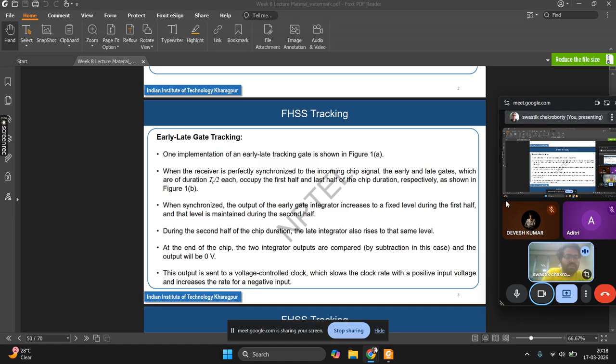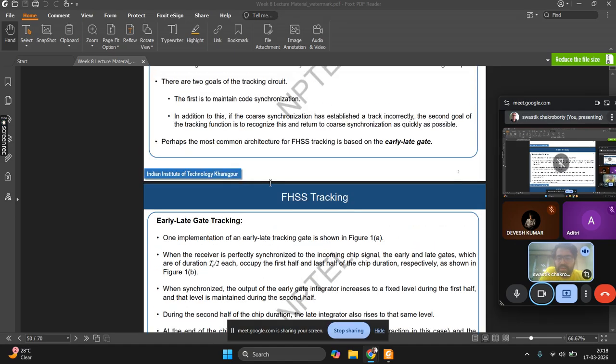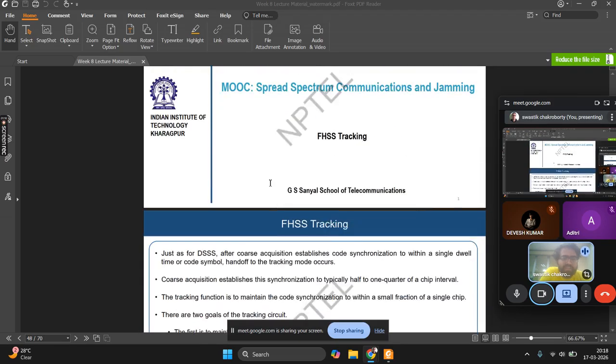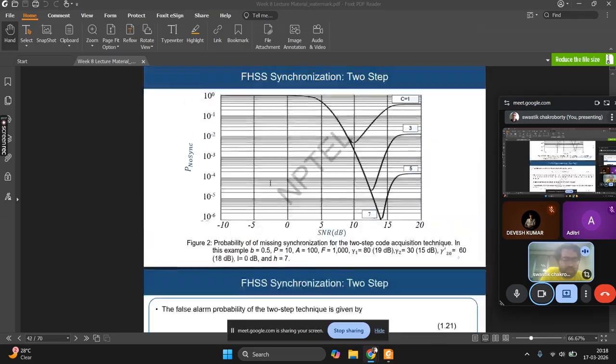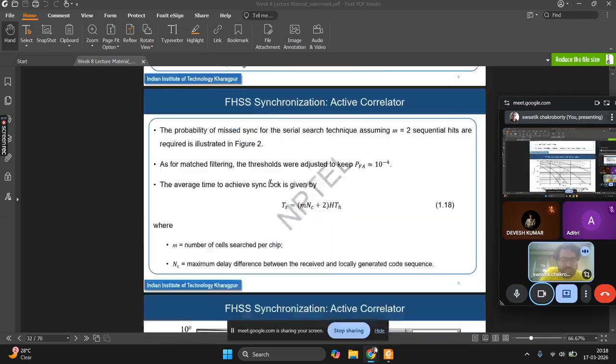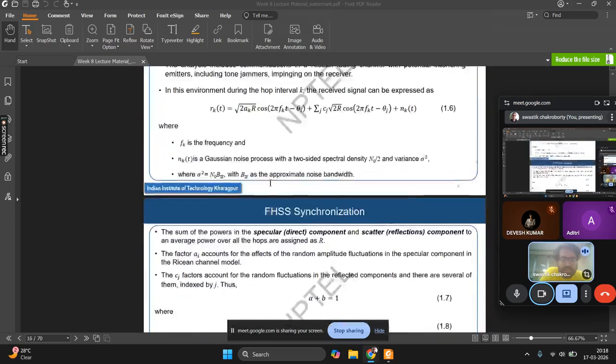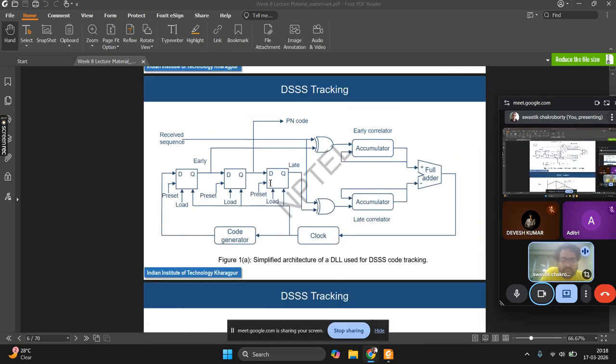Okay, so now we come to FHSS tracking. In FHSS tracking, again we have the early late tracking like we have in DS3 tracking. In DS3 tracking, you can see there is an early late tracking that we have discussed. Just for revision, I will go back.